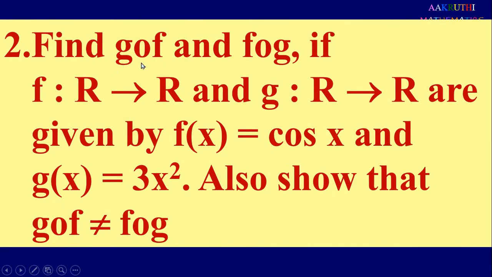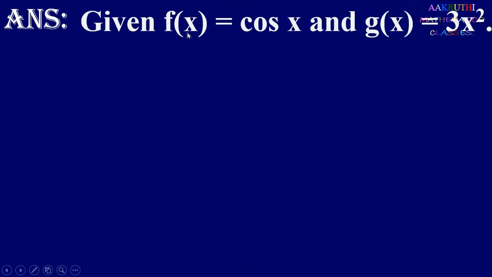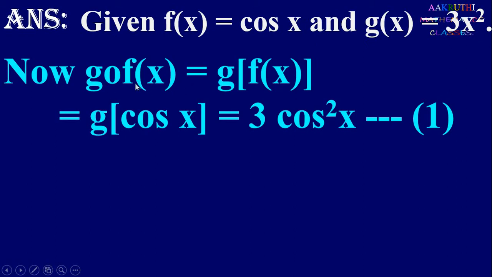The next problem: find g composite f and f composite g if f from R to R and g from R to R are given by f of x is cos x and g of x is 3x square. Also show that g composite f is not equal to f composite g. Here you would find f composite g and g composite f, and you would prove g composite f not equal to f composite g. Now here it is given f of x is cos x and g of x is 3x square. Now first we find g composite f of x.